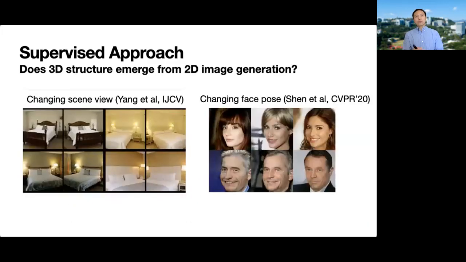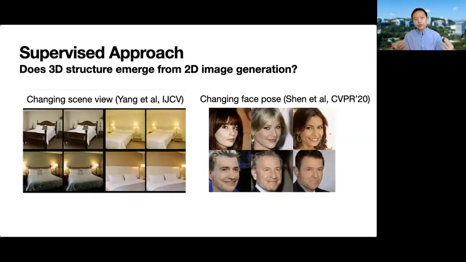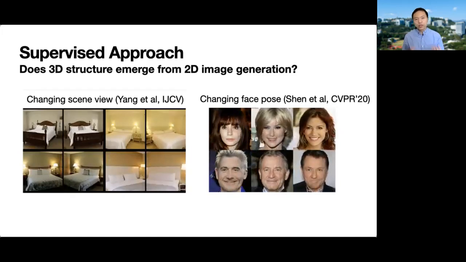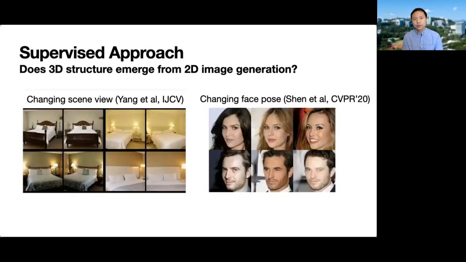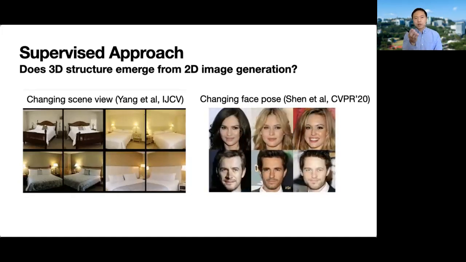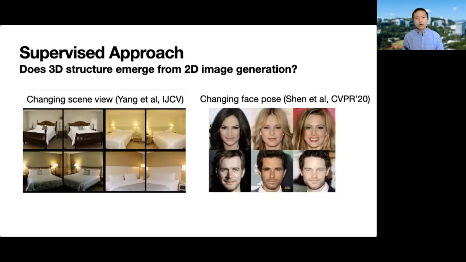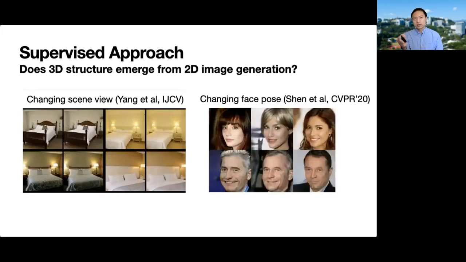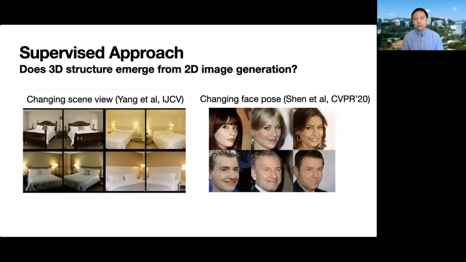From previous work, you can see that in the latent space, they capture all kinds of attributes. One very interesting observation is that there are some 3D structure attributes inside this latent space. Here I show you two demo videos from our previous work. One is changing the scene view, from Yang's IGCV work. On the right is the InterFaceGAN work, where we changed the face pose.